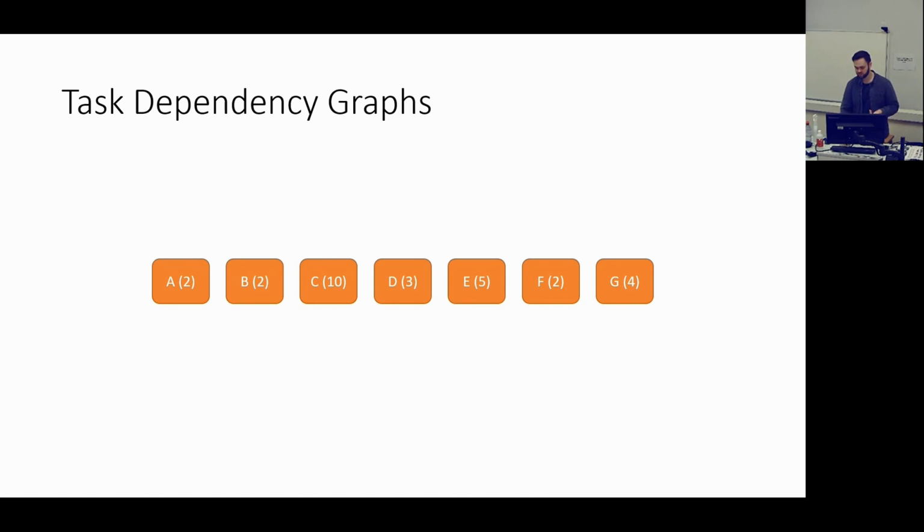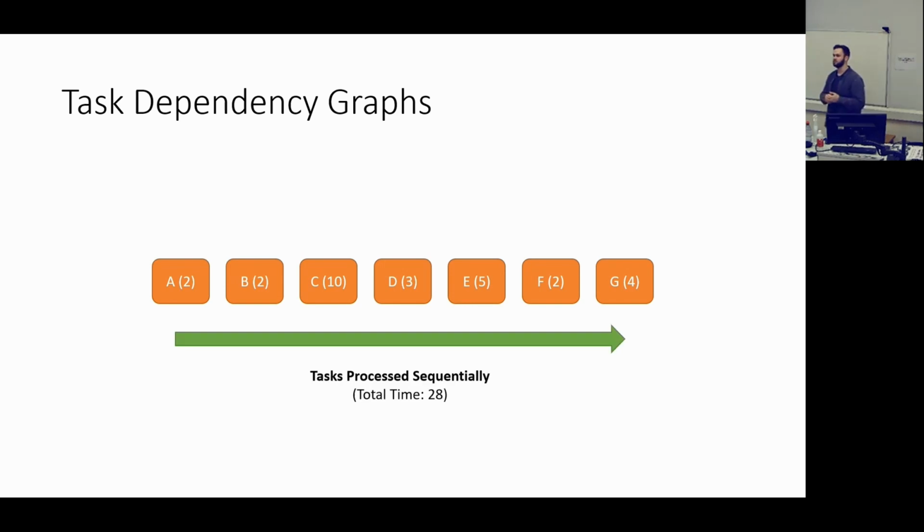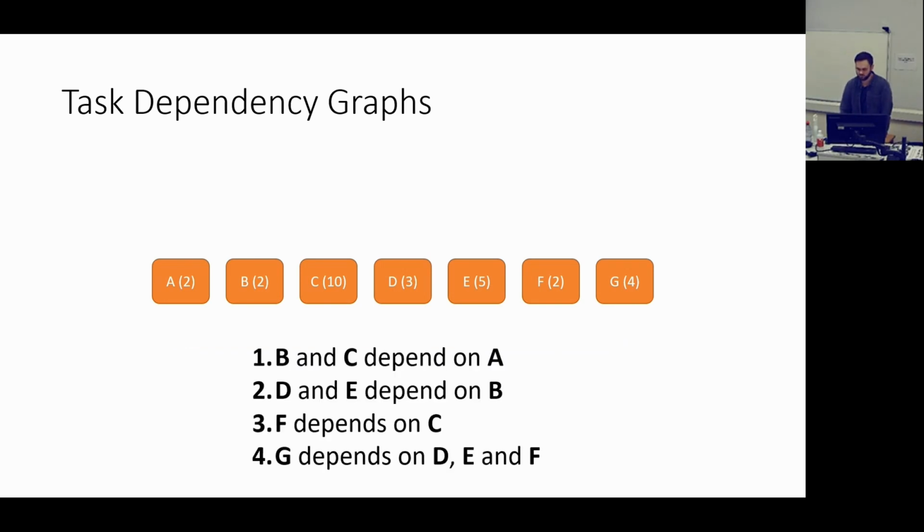So a normal algorithm would process these one after the other. It would do A, then move on to B, then C, until it finishes with G. And G is your final result that you want. It would take 28 units of time to process this. But in order to know how much this can benefit from parallelism, you need to know which tasks depend on the previous tasks to finish. So if we get some information like B and C depend on A, D and E depend on B, and so on and so forth, we can draw a graph that represents these dependencies.